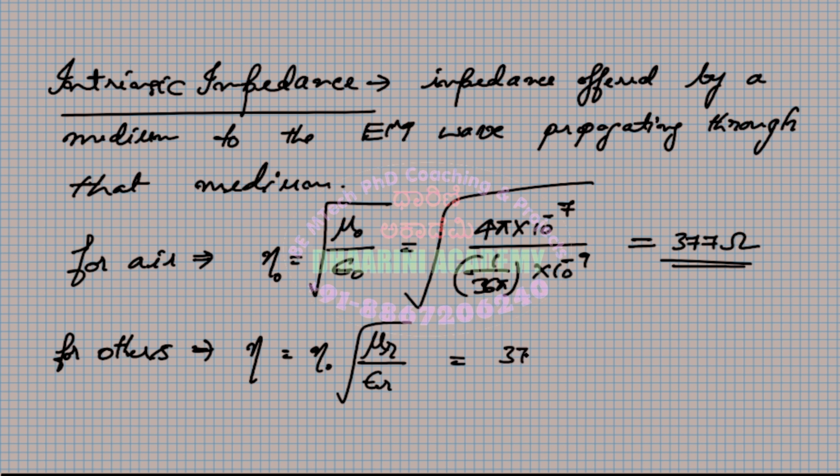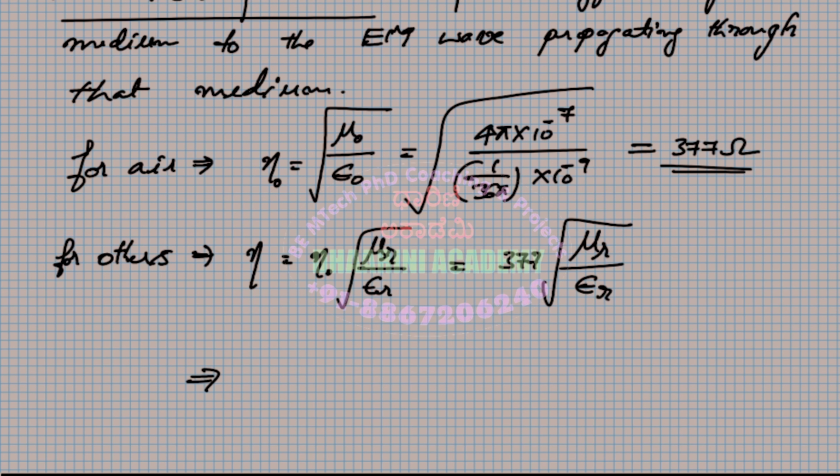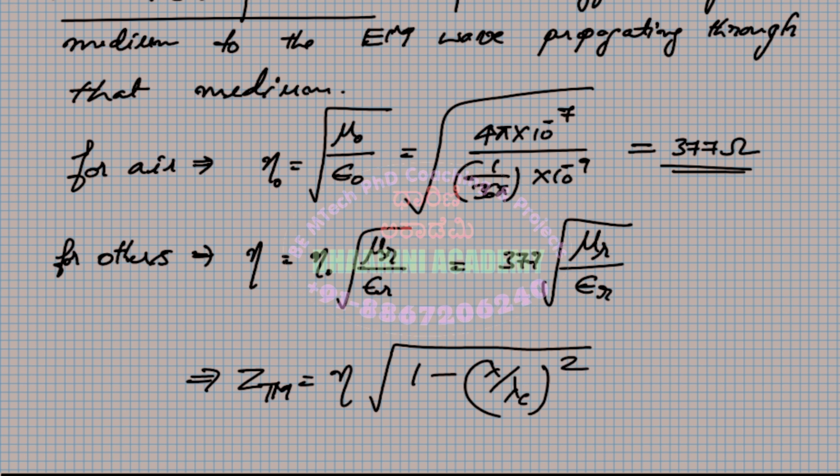Or you can directly write 377 times root of the mu r of that media divided by epsilon r of that media. That's all. Okay, right, now I can update my above equations. Previously we wrote equations of ZTM, therefore ZTM can be written like, I'll write only one of them, that is directly you can write 377, or in general it is this eta value, right? So that is equal to eta times square root of 1 minus lambda by lambda c whole square, right? Other equations also you can use, but the eta will remain there as it is.